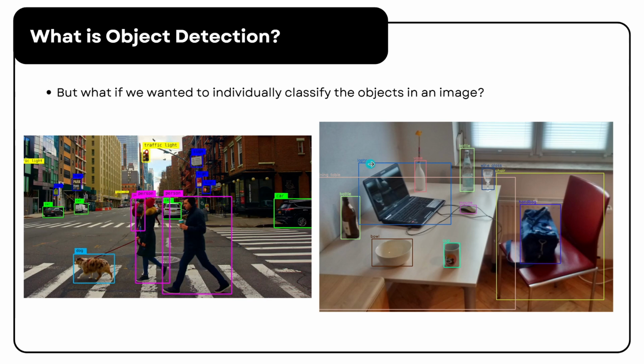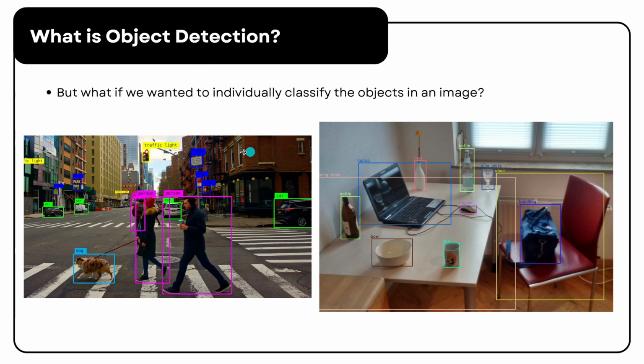So what is object detection? Now that we've seen what image classification does, let's take a step further. Let's say we don't just want to know what's in the image as a whole, but we want to identify every object individually within the image. In other words, instead of saying it is a street scene, or this is a photo of a room, for example, we want to ask, where is the dog? Where are the people? Is there a traffic light? How many objects are there? And what are they? This is where object detection comes in.